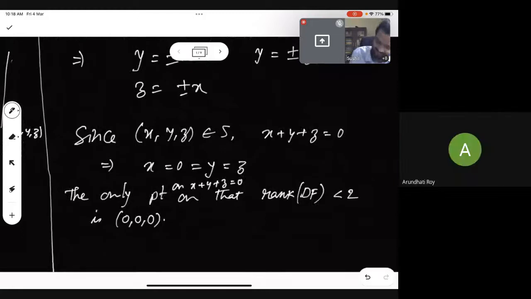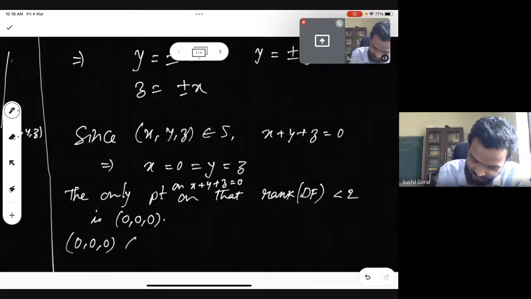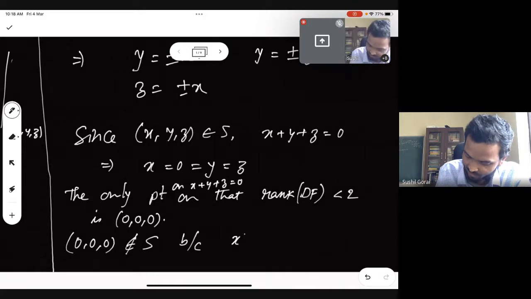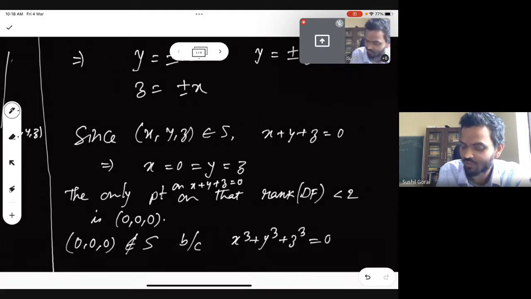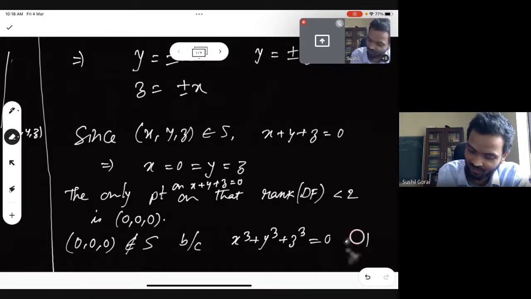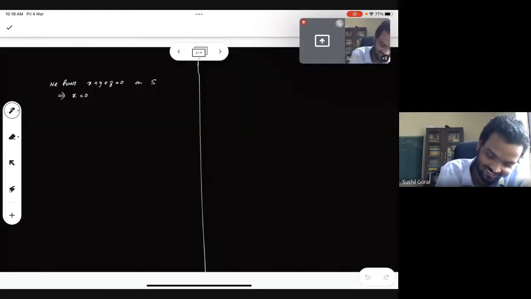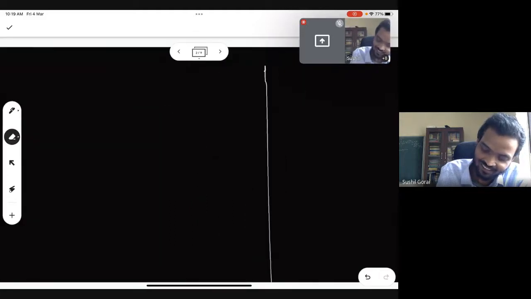No, sir. It doesn't lie, right? So (0, 0, 0), this origin is not in S because x cubed plus y cubed plus z cubed is 0, which is strictly less than 1. Of course, not equal to 1 is good enough for us, right? So what does this imply? What does this imply?